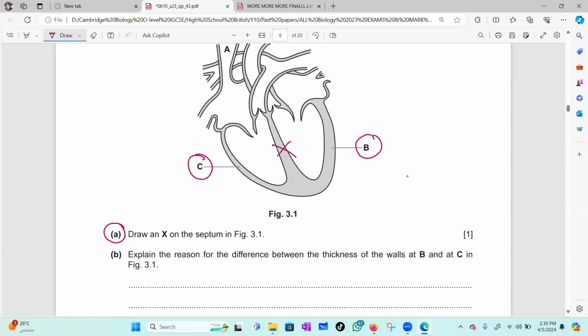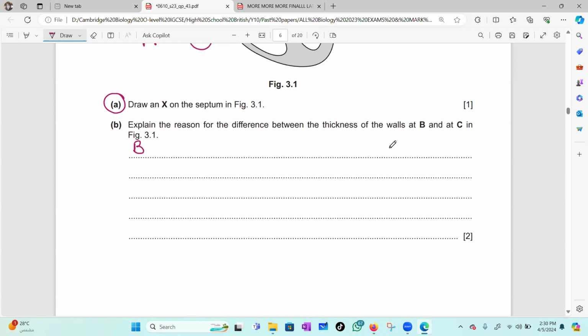B is left ventricle and C is right ventricle. Correct. So the first thing you will do is label B as the left ventricle and C as the right ventricle. Why does the left ventricle have thick walls? To be able to withstand the pressure, to create the pressure.